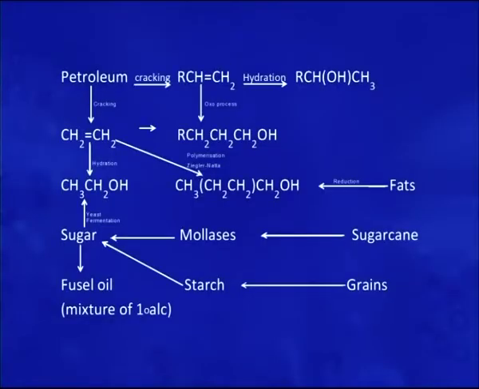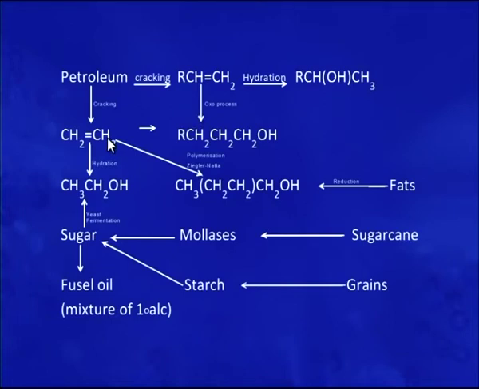Here now is the flow chart which shows starting from petroleum how we can prepare a variety of alcohol, starting from fats how we can prepare alcohol, similarly from sugarcane or grains we can prepare alcohol. See, petroleum upon cracking forms alkene, which upon hydration gives ethanol. Petroleum upon cracking also gives higher alkenes, and from that we get higher alcohols. This is the oxo process for the preparation of alcohol starting from alkenes.